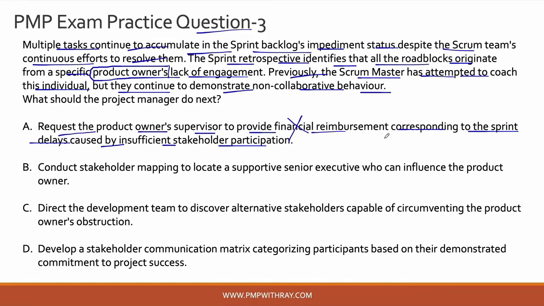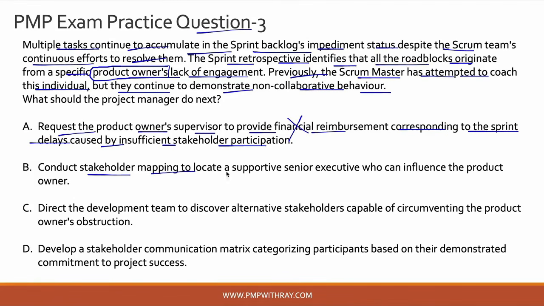I hope none of you have selected this answer choice because it is against basic decorum of a matured project management organization, right? It might happen in a mom and pop situation. However, in a standard professional project management environment, you cannot really ask for financial reimbursements. Let's look at option B.